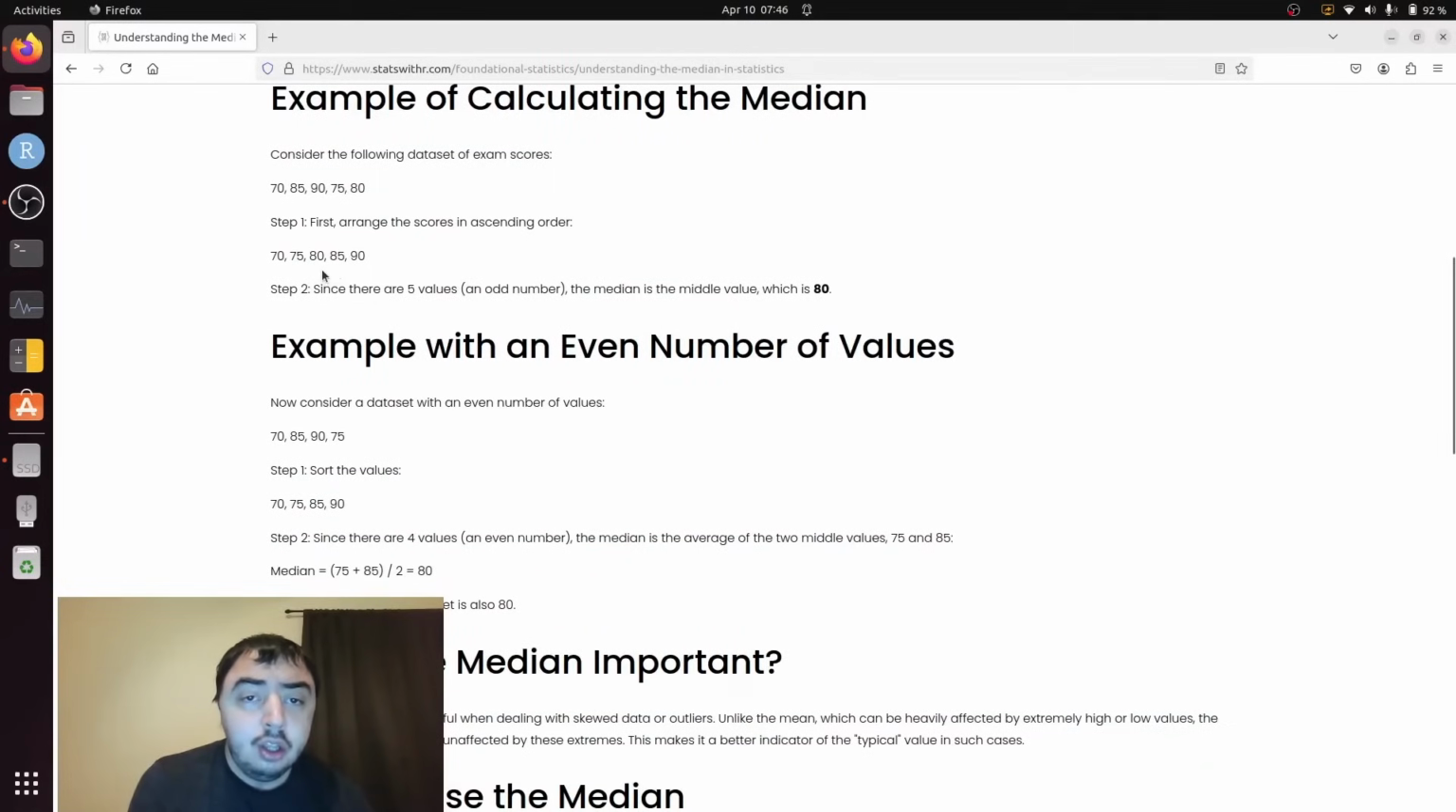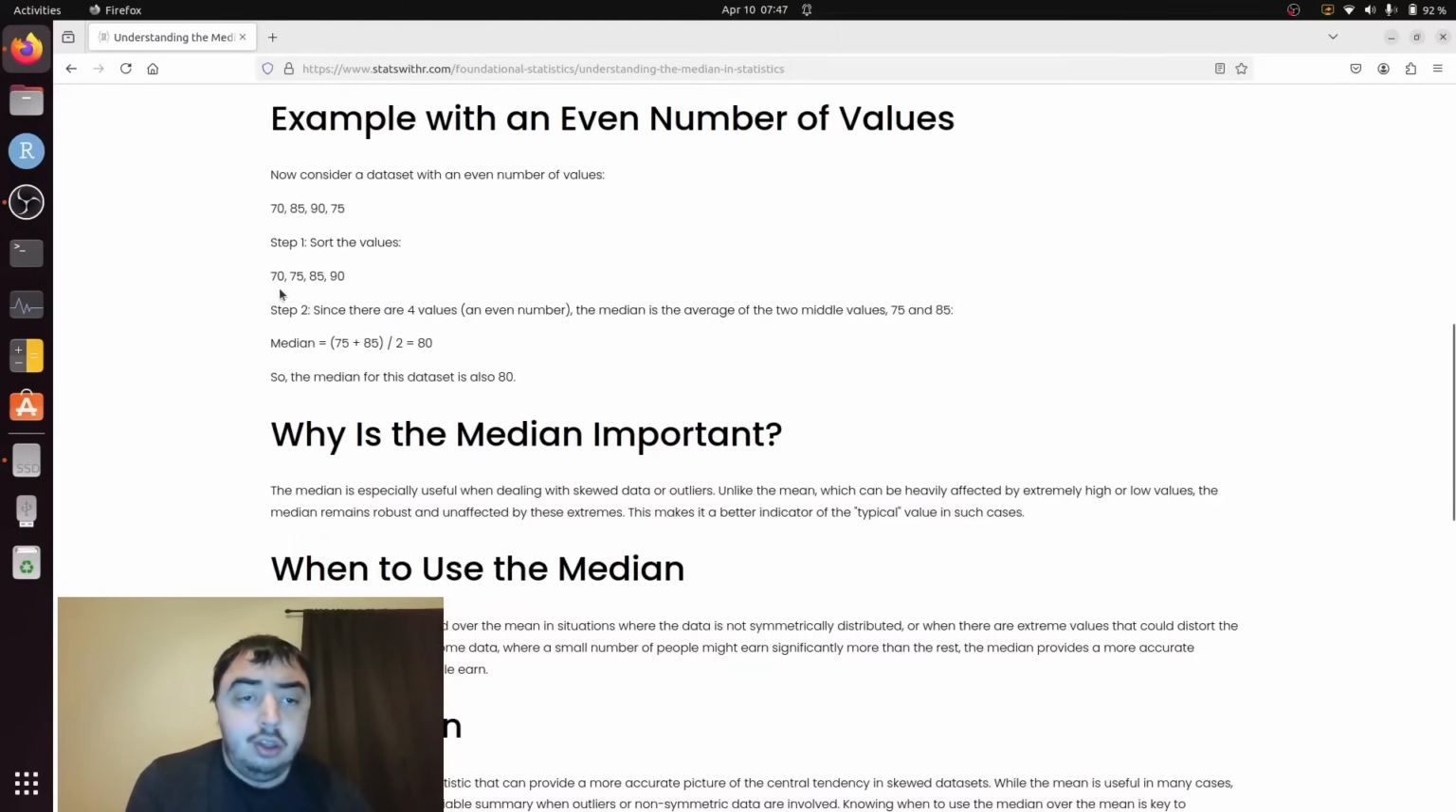So, when it's odd, and you have an actual middle number, it's just that number, so 80. When there's an even number of values, you can't do that. You have to, once again, order them.